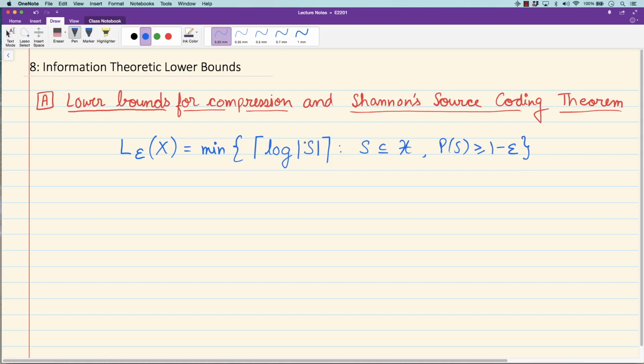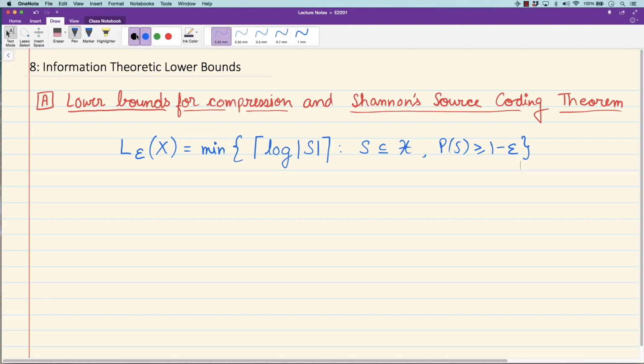The minimum number of bits required to represent this source X, such that the answer is correct with probability 1 minus epsilon. So the way to think of it is that all you need to do is store all the elements in this set S which attains this minimum, because this set S has large probability, and you can ignore all the elements outside it.